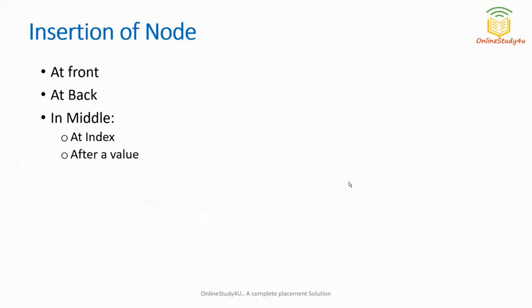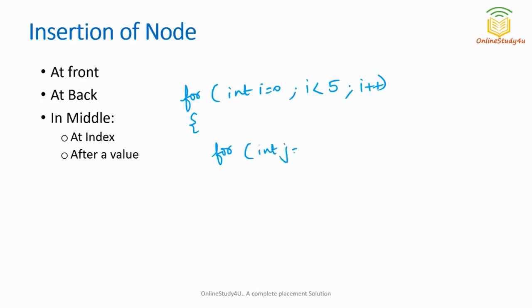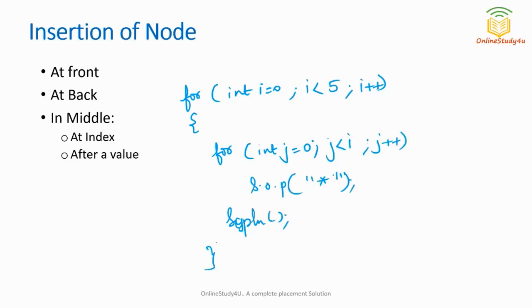Okay, yes, this was the code. She was asking what will be the time complexity. So for int i = 0; i < 5; i++, at some point I am adding the time complexity, at some point I am multiplying the time complexity. What is the reason behind that? Then int j = 0; j < i; j++, and then I am doing System.out.print star. Then I am changing the line. Those who know the time complexity, just tell me quickly what it will be.